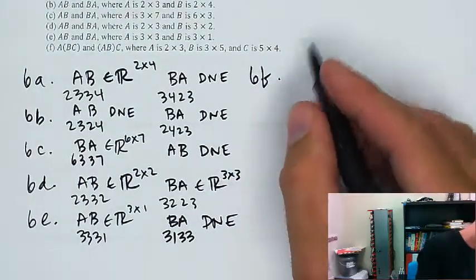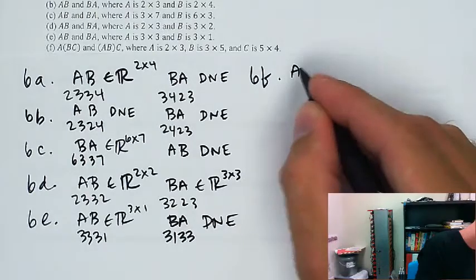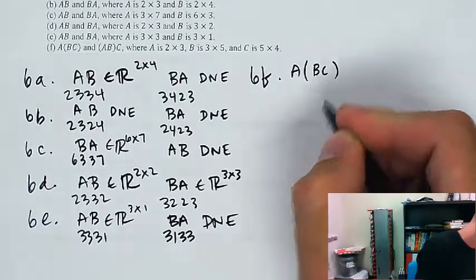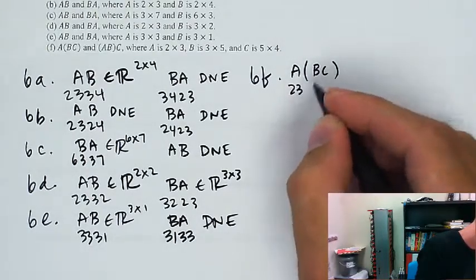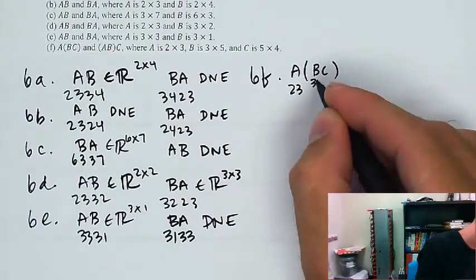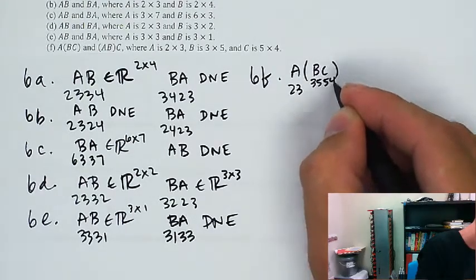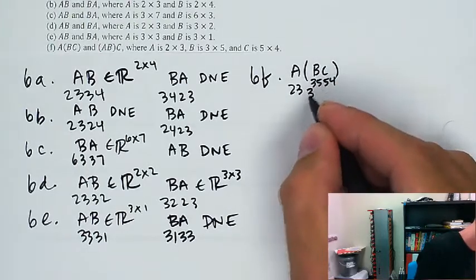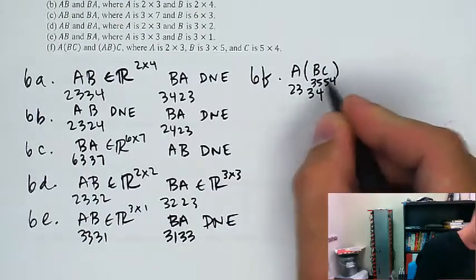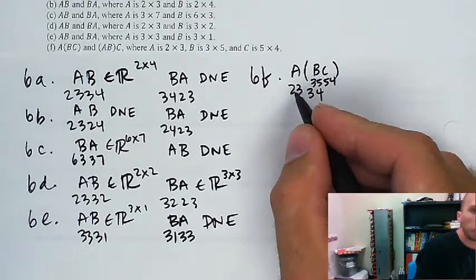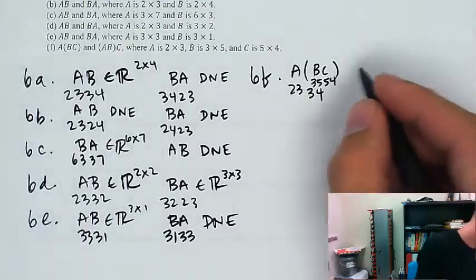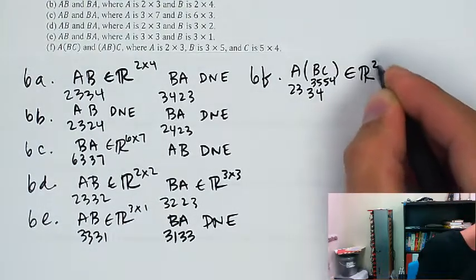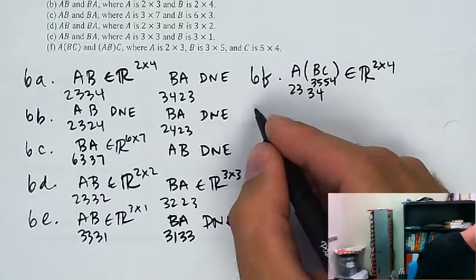6F is going to be A times BC, where A is 2 by 3, B is 3 by 5, and C is 5 by 4. So my resulting BC will be a 3 by 4. BC is a 3 by 4 matrix. So I'll multiply 2 by 3 by 3 by 4, and I'm going to get a 2 by 4 matrix. That was an interesting question.